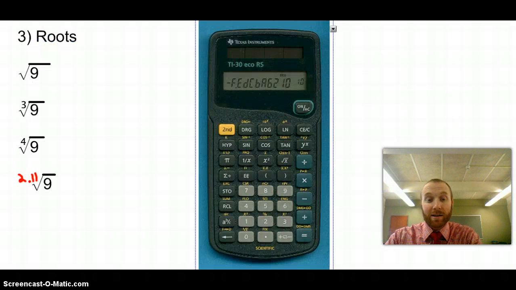And the last piece of the lesson is finding roots. Finding square roots is very easy. Everyone's using this button in here. If you want the square root of 9, all you have to do is tap that button, put in a 9, then tap that button.